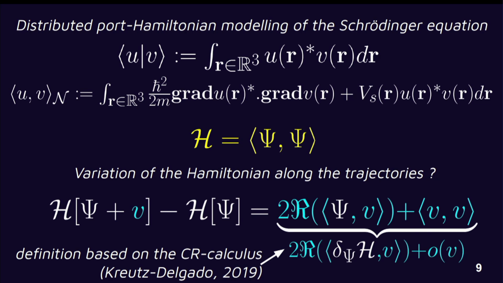So now the main problem is how to compute the variation of the Hamiltonian along the trajectories. To do so, to define our functional derivative with respect to the wave function, we based our definition on the CR calculus, as you can see on the bottom line, and we identify the wave function to be the functional derivative of the Hamiltonian with respect to the wave function here.